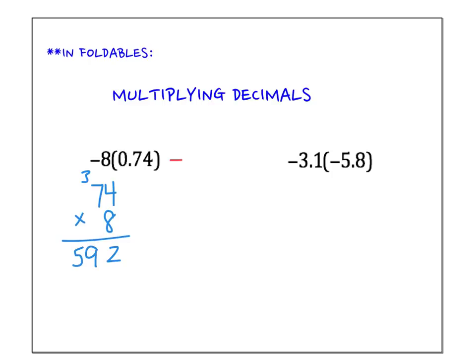And I need to go back to my original problem and see how many digits I need behind the decimal. There's only 2 here, so I only need to move it 2 over. And I also need to remember that it's going to be negative because I have a negative times a positive. So my final answer would be a negative 5.92.